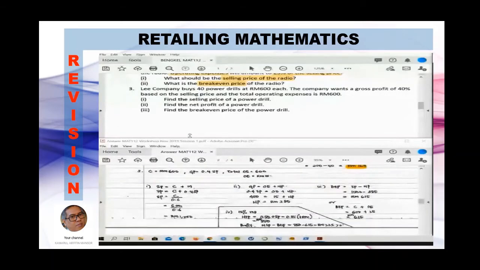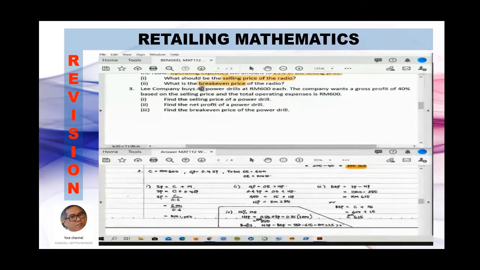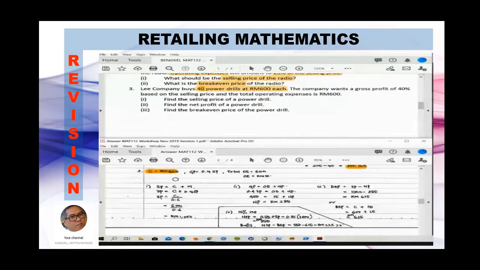Okay, the question states that Lee Company buys 40 power drills at 600 ringgit each. Okay, dia katakan Lee Company buy power drill at 600 ringgit each. So that means 600 ringgit ni adalah cost untuk satu power drill. So you have C equal to 600. Okay, so 600 ni adalah untuk satu bukan untuk 40.